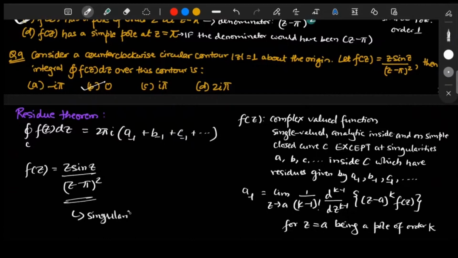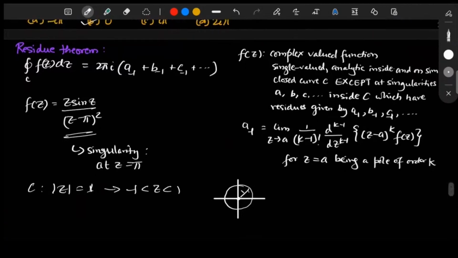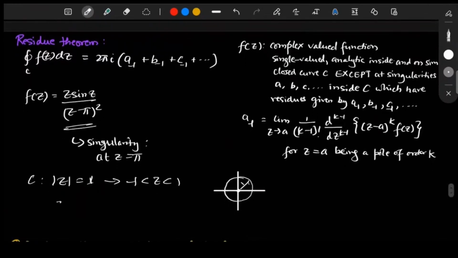Your singularity is at z = π, and your contour is |z| = 1. So if you look at it, this would be −1. This is a circle, basically the unit circle. Your contour is a unit circle, radius 1 and centered about the origin. So this is your contour and z = π. If this is 1, then π would be somewhere over here, which is clearly outside this contour.